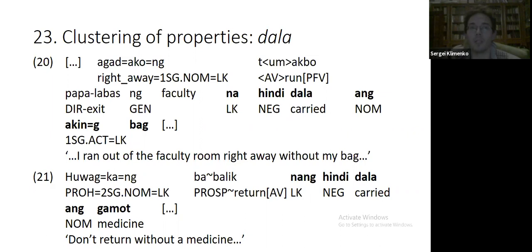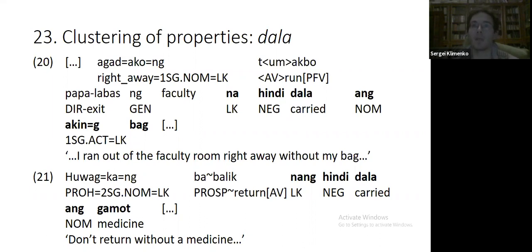As it turns out, in nine examples out of 13 in the corpus, there are motion verbs, like in example 20, tumakbo, ran, going outside, or in 21, where the verb is babalik, return, a motion verb. But there was one example of a construction which didn't have any motion verb, but the motion was implied. It was something like you go take a shower without a towel. It didn't have any go verb, but it is implied that in order to take a shower, you need to go to the bathroom. So the motion there is implied.